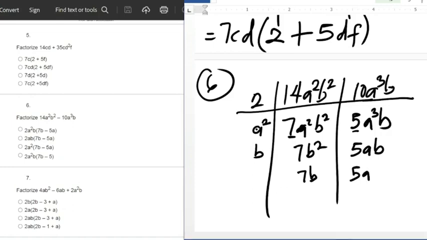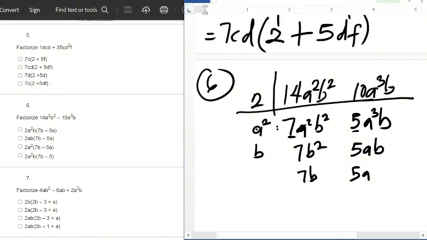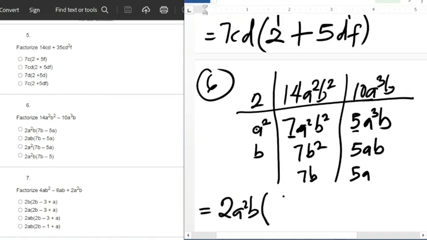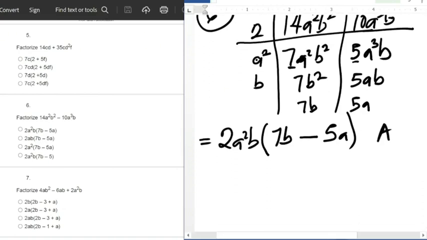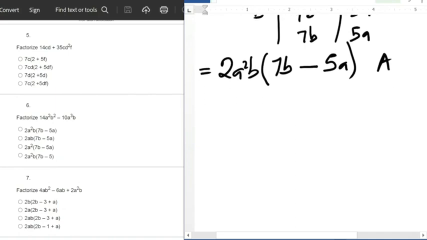To get the final answer here, this will be 2a squared b into brackets 7b. What we have between the terms is minus, that's minus 5a. So that gives us our answer: 2a squared b into bracket 7b minus 5a. That's option A. I hope that is very clear. So we go to question number 7 now.